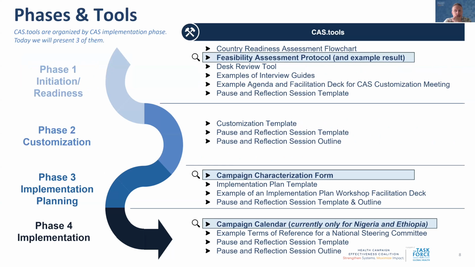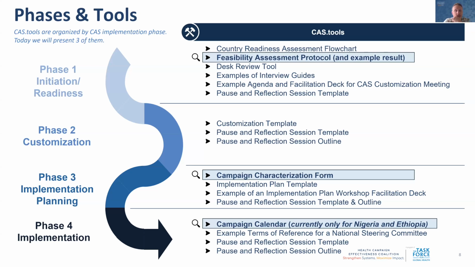CAS.tools is organized into 4 phases, and each phase includes downloadable resources to guide you through real decision points wherever you're at in this process. I'll walk through a few of the selected CAS tools so you can see them in action today, along with my colleague Matthew. Those are the ones currently highlighted in blue. All of these tools are designed to be adapted, meaning they are not one size fits all, as Chris mentioned, and can help countries at any point in the campaign integration process.